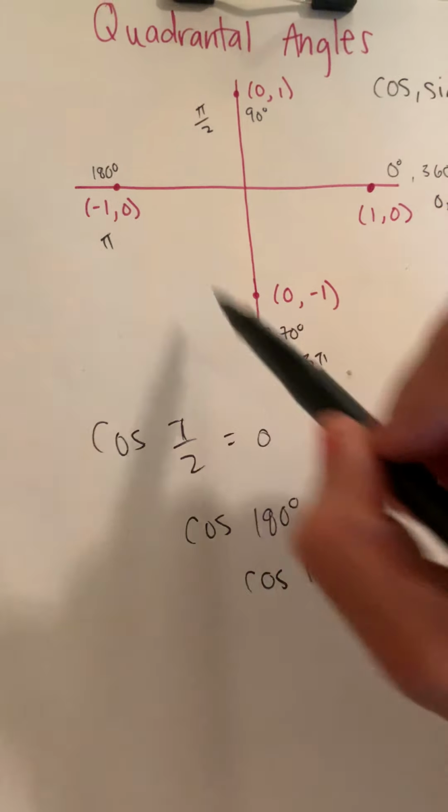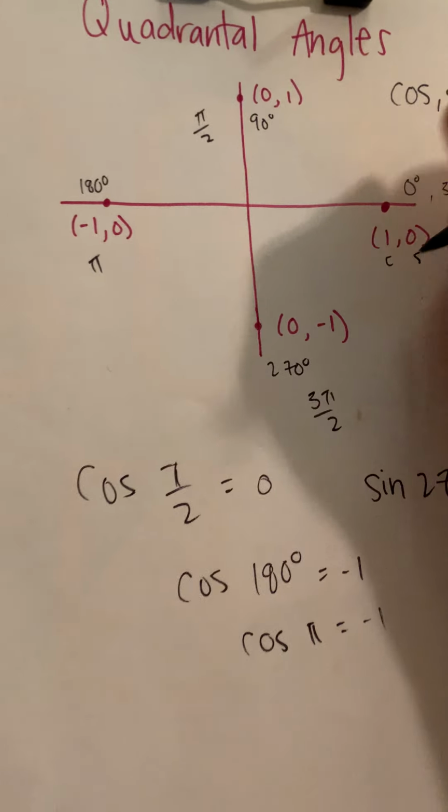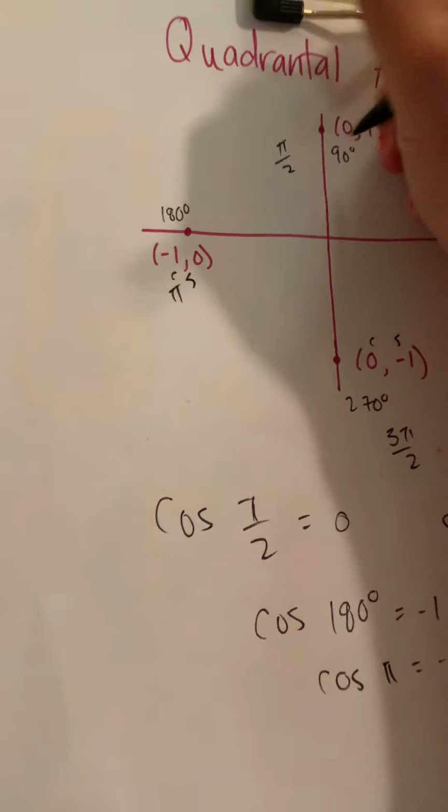You literally go to where it is, and then you pick the cosine or the sine: this one's C, this one's S, and so on around the axes.